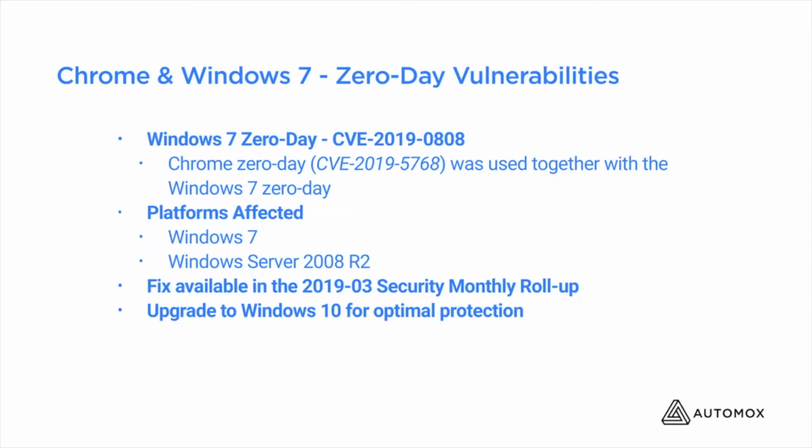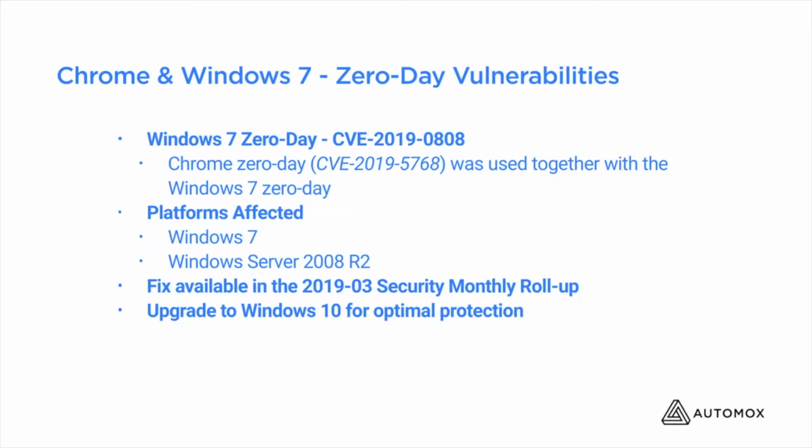Chrome actually went ahead and patched theirs earlier this month. They patched it on March 1st, and then Windows didn't release their patch for the zero-day in the Patch Tuesday release. So it is critical that you get these up to date. These are the biggest ones for Microsoft and Chrome right now. The platforms affected are Windows 7 and Windows Server 2008 R2, and this fix is available in the 2019 Security Monthly Rollup. So look for that Security Monthly Rollup in that patch release.